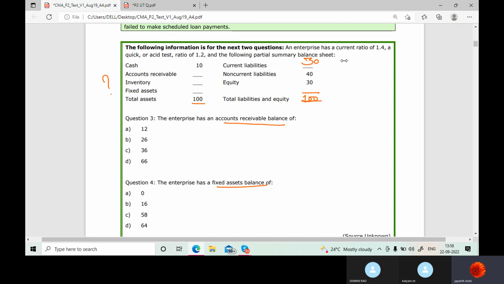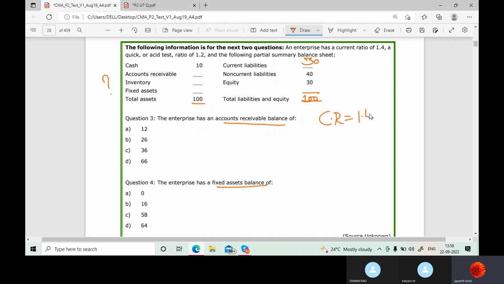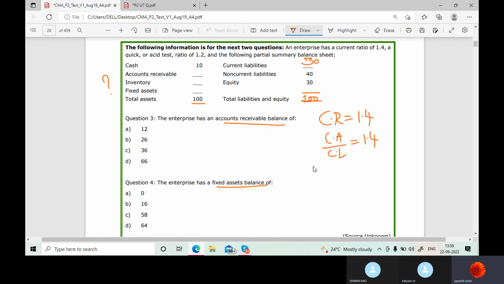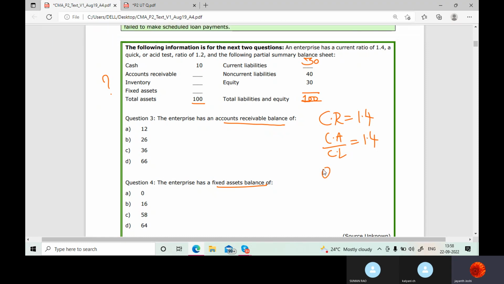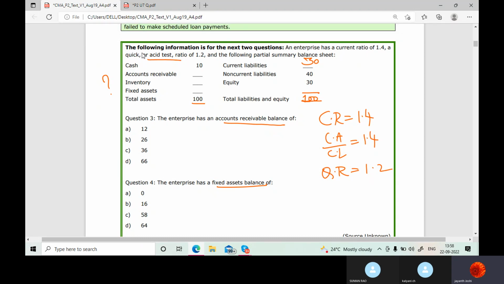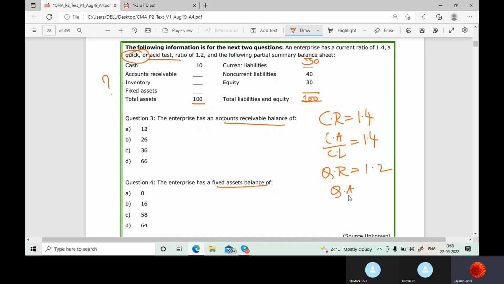Of course, I'll get back to that. Why I found it out is that my current ratio is given as 1.4, which is current assets by current liabilities. And my quick ratio is given as 1.2. See, the acid test ratio is also called the quick ratio. Okay, another name for quick ratio is acid test ratio. That is, quick assets upon current liabilities is 1.2.